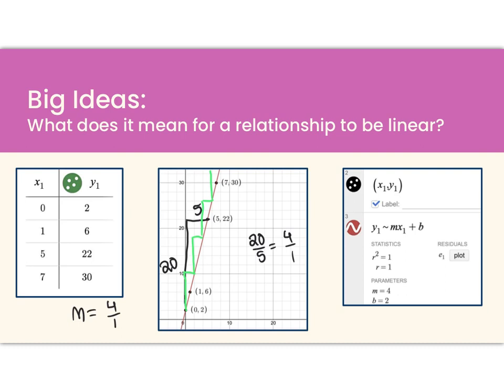So in summary, when we look at our table, we see that our table has a constant rate of change, and it doesn't matter which rows I pick. When I look at my graph, I see that my graph has a constant rate of change, and when that rate of change is on a graph, it's called our slope because it measures the steepness of the line, and that slope is the same no matter which 2 points I pick. And because that is constant, my relationship is linear.